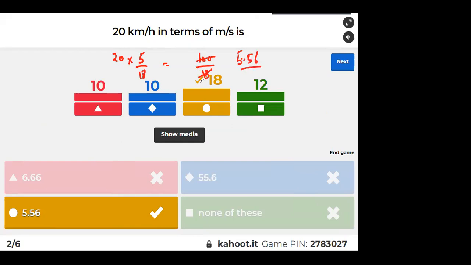Hi, Anna. 100 by 18. So it will be something around 5, because 20 into 5 is 100. So obviously it should be 100 into something. Clear? So the answer is 5.56. So 18 students are right. Others are wrong. I hope all of you understood this. Hi, Anna. Raise your hand.